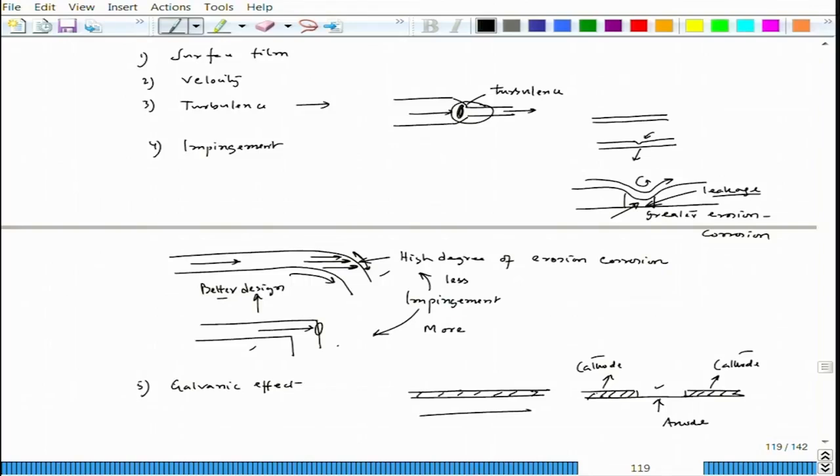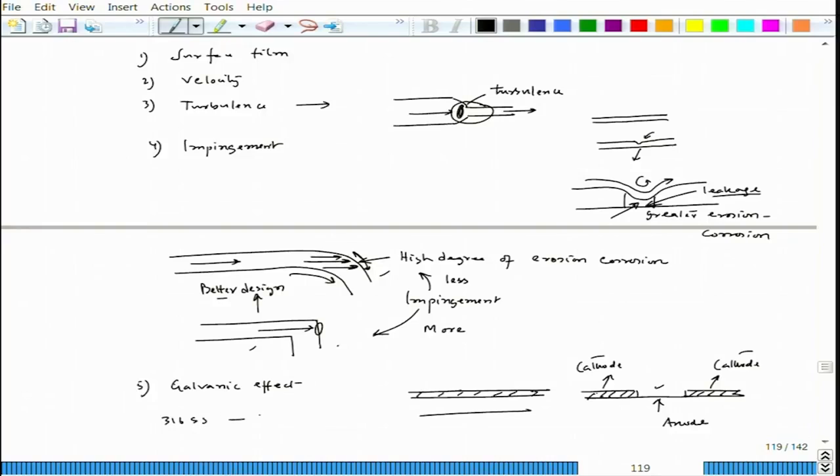In fact, there is a galvanic effect that is mentioned in the book by Fontana and Greene, where they have mentioned that 316, which offers a very high degree of resistance to erosion corrosion, but if it is connected to lead in the flow condition where acid is kept, at that time it actually leads to a high degree of erosion corrosion. But if lead and that 316 are connected in a stagnant condition in H2SO4 medium, the corrosion effect would be less on 316. But when it flows, this is the effect.